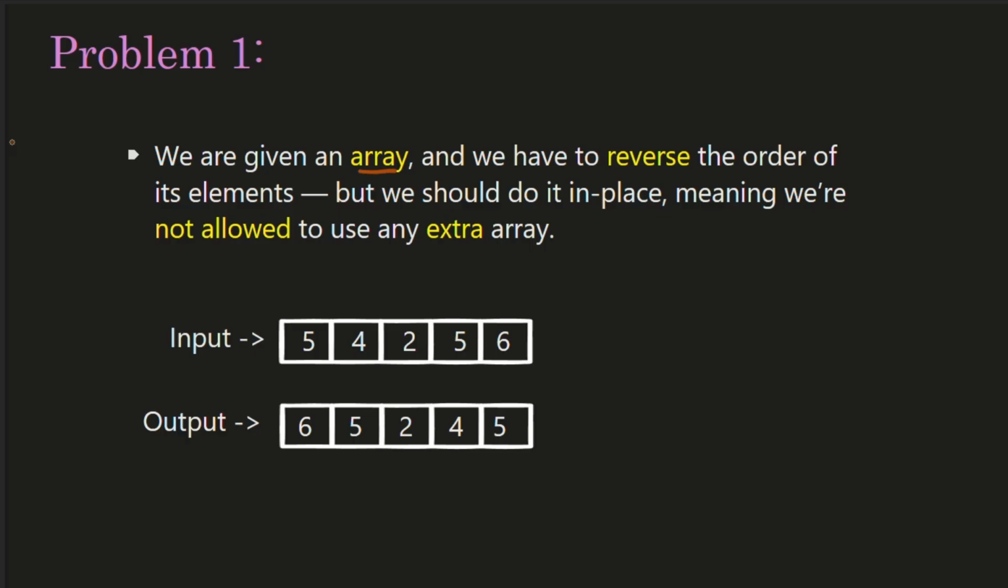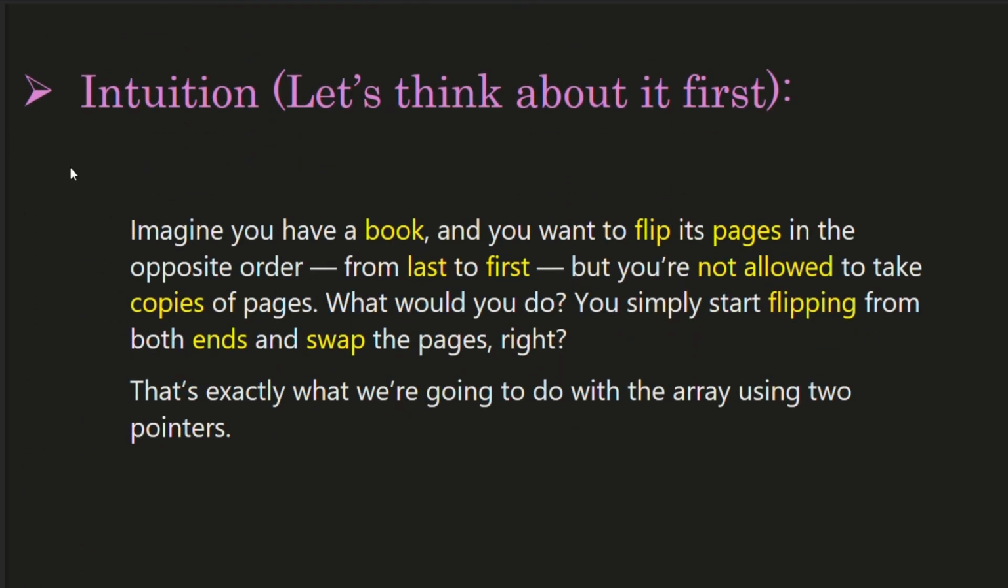Problem 1. Reverse the array. Problem statement. We are given an array, and we have to reverse the order of its elements, but we should do it in place, meaning we're not allowed to use any extra array. Let's think about it first.